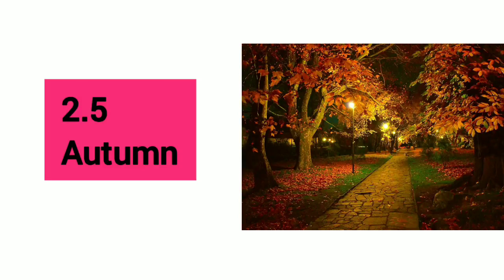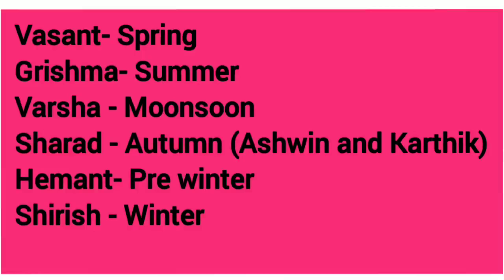Now talking about this poem, first we'll just see how many seasons we have according to our Indian calendar. Fine, so first there is Vasant, which we call the spring season. Then there's Grishma, which is the summer season. Then we have Varsha, which is the monsoon season, and then we have Sharad, which is the autumn season, Ashwin and Kartik. So this is the main focus, the Sharad season, according to our Indian calendar. This is the topic which we are going to cover today. And then we have Hemant, which is pre-winter, and then we have Shishir, which is winter.